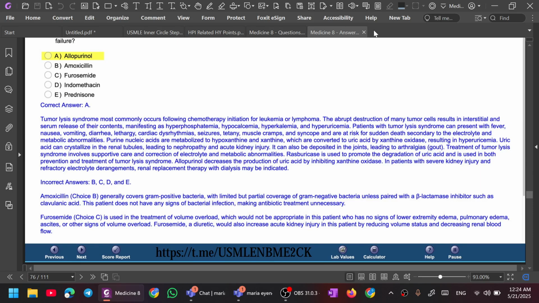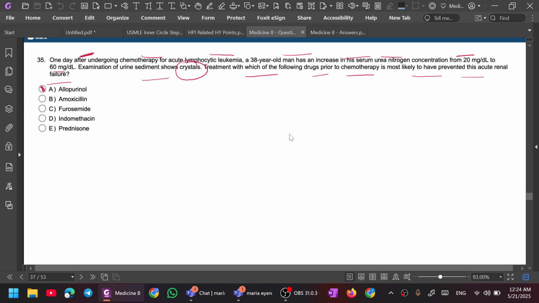Rasburicase is used to promote the degradation of uric acid and is used in both prevention and treatment of tumor lysis syndrome. Allopurinol decreases the production of uric acid by inhibiting xanthine oxidase. In patients with severe kidney injury and refractory electrolyte derangement, renal replacement therapy with dialysis may be indicated.